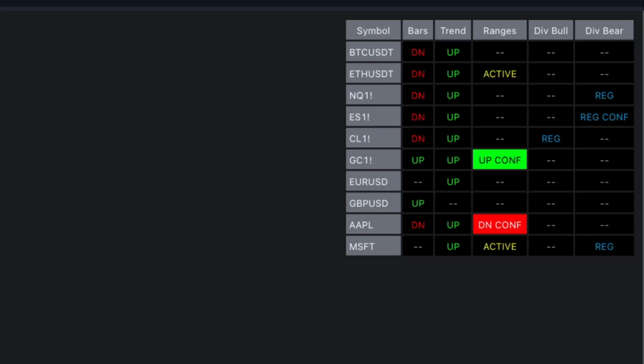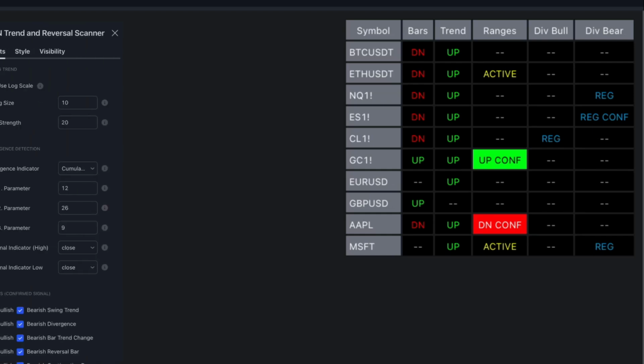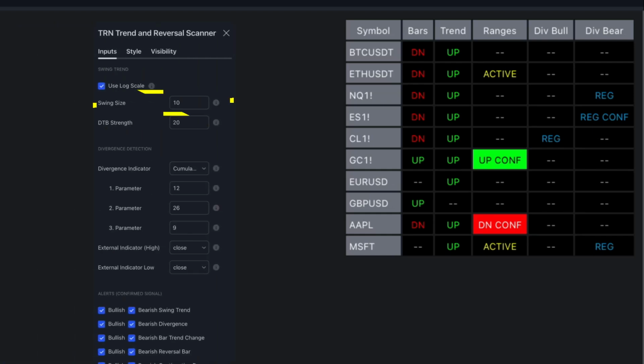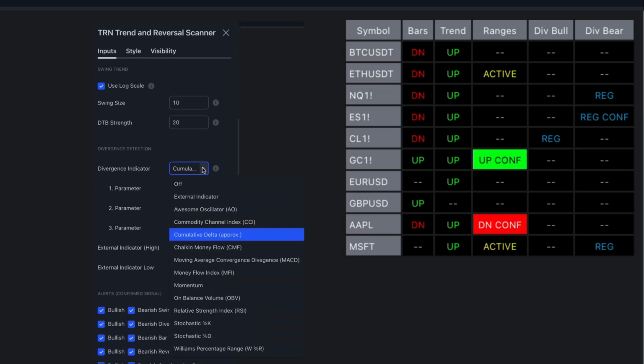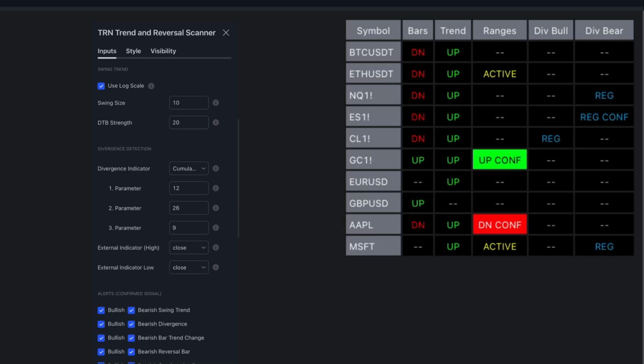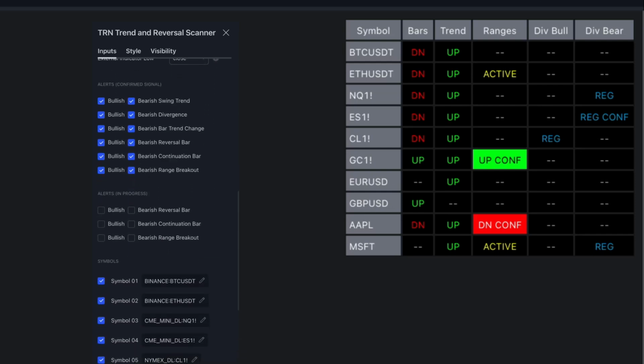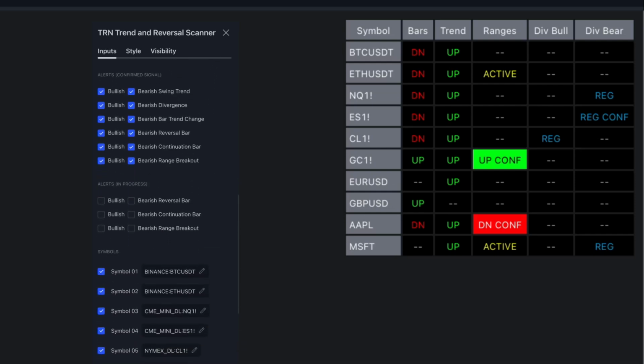Before you can start scanning the markets, you should have a look at the scanner settings. Here you can adjust the size of the detected swings or choose one of our 11 built-in divergence indicators for the divergence detection. Furthermore, you can customize the built-in real-time alerts and choose whether you want to get notified if one of the signals gets confirmed or is in progress.